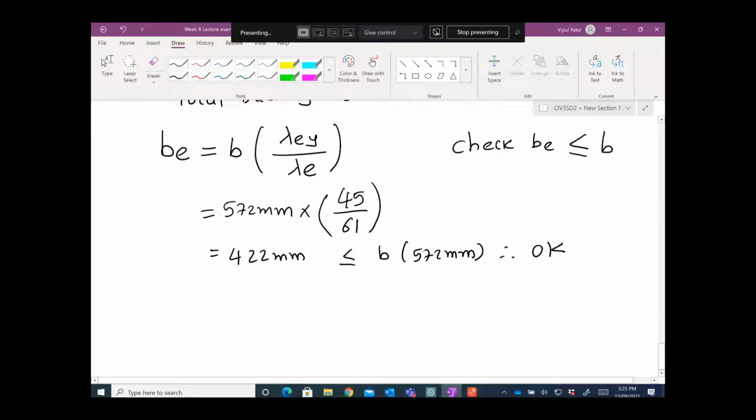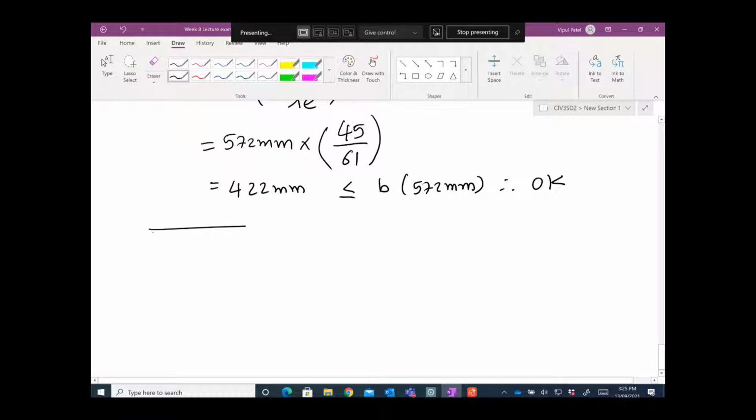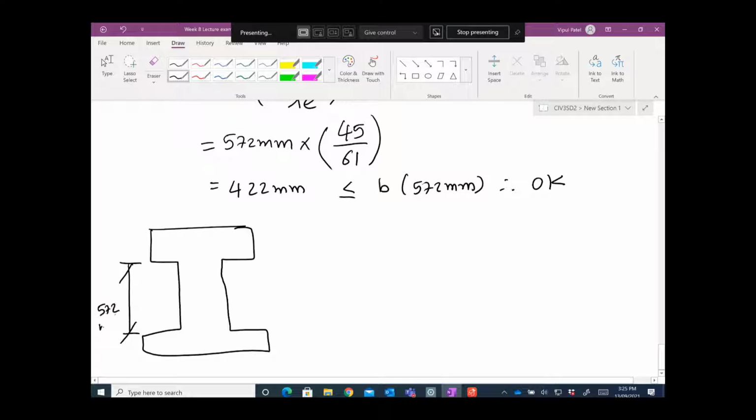This check is okay. Now basically it says that, let's draw this beam that is under axial compression. You have this width, which is how much? 572 millimeters. Now you can't use 572 millimeters because this middle part is gone. Let's say this is BE1 and this is BE2, and BE equals BE1 plus BE2. The standard is going to straight away give you this BE.